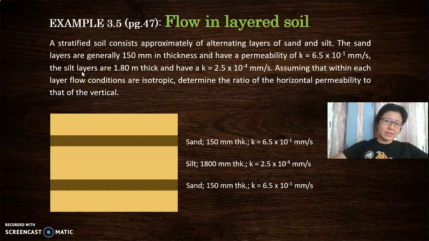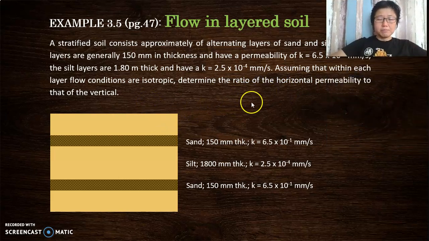Silt is finer than sand, so it makes sense that silt will have a lower coefficient of permeability compared to sand, meaning that water flows much more slowly through silt than sand. And assuming that each layer's flow conditions are isotropic, they want us to find the ratio of horizontal permeability to that of the vertical. So first and foremost, like we always say, draw all the information you have. They tell us that you have layers of silt and sand, and the sand is being sandwiched between your silt, because the sand is only 150 mm thick and your silt is 1.8 meters thick.